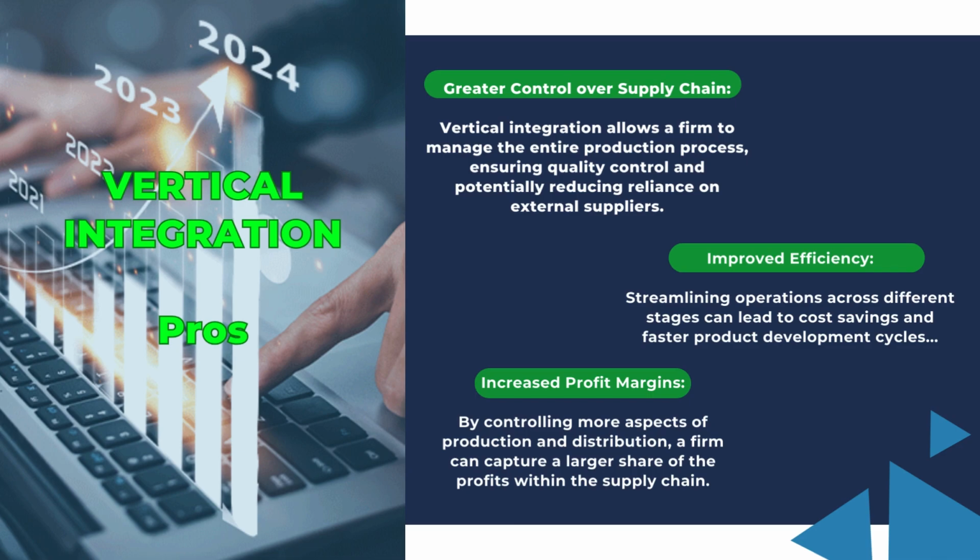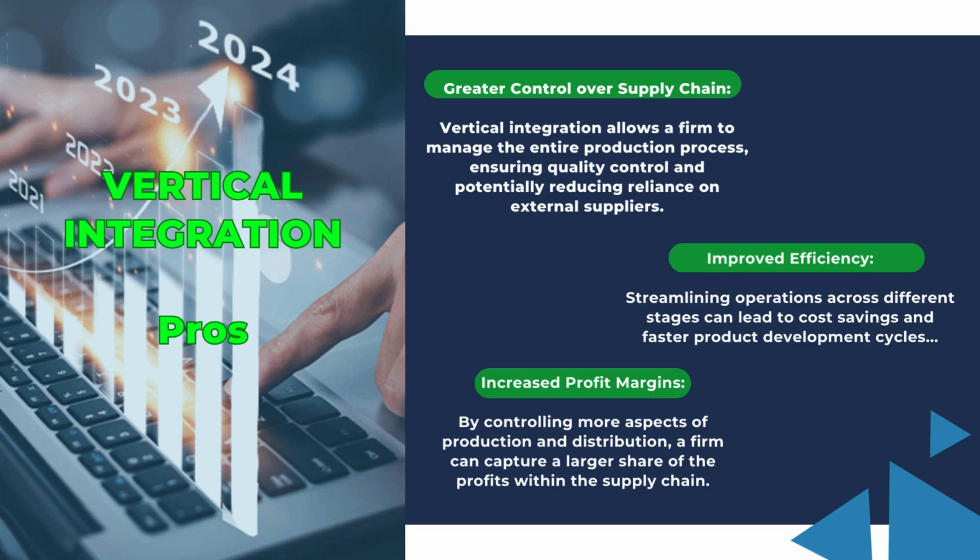Now, the advantages of vertical integration: great control over the supply chain. Vertical integration allows a firm to manage the entire production process, ensuring quality control and potentially reducing reliance on external suppliers. Improved efficiency: streamlining operations across different stages can lead to cost savings and faster product development cycles.